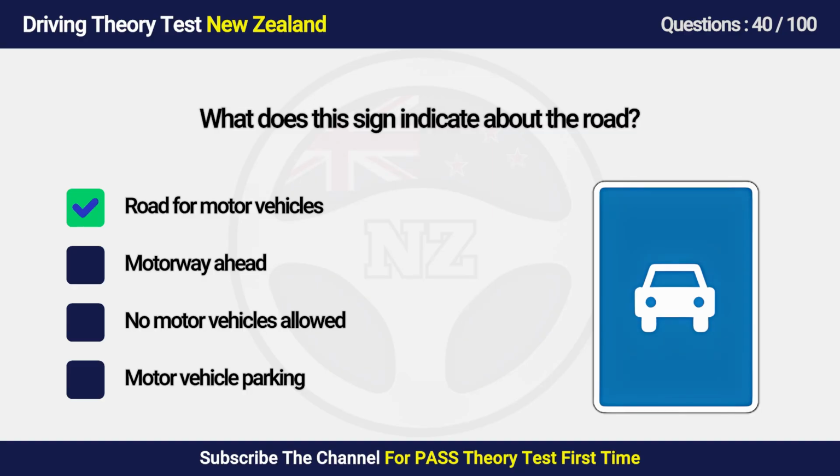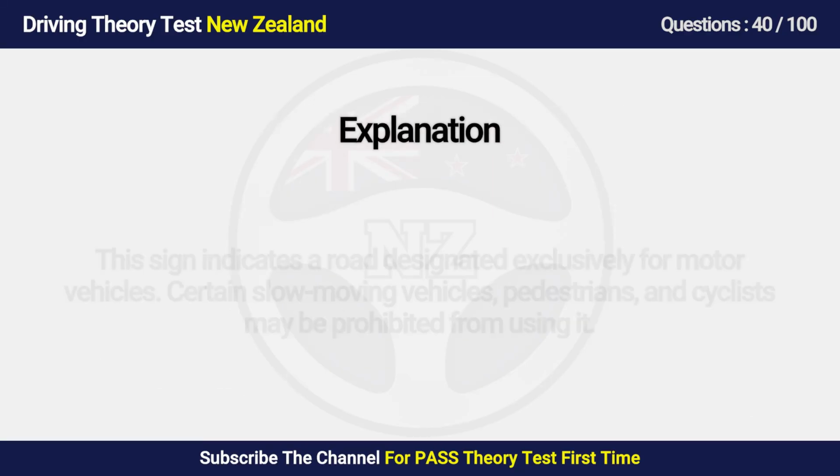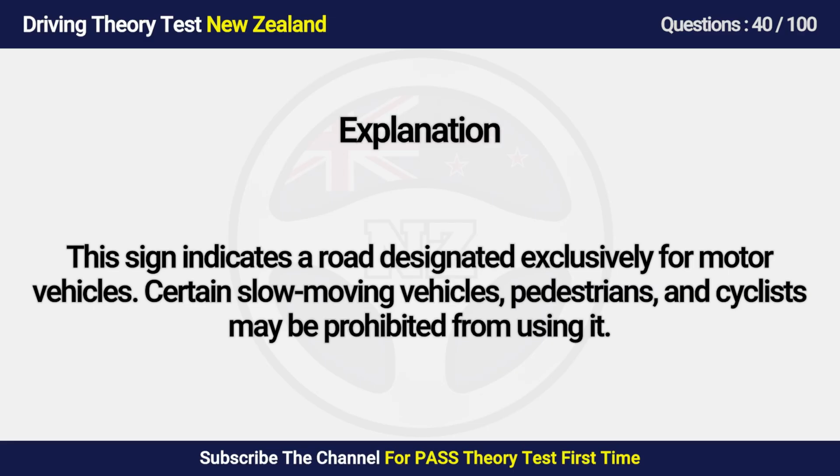Answer is A. Road for motor vehicles. This sign indicates a road exclusively for motor vehicles. Certain slow-moving vehicles, pedestrians and cyclists may be prohibited from using it.